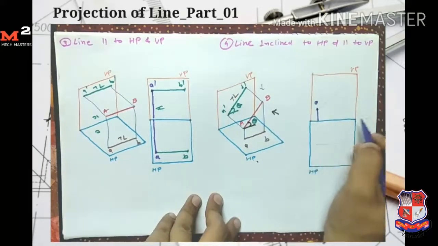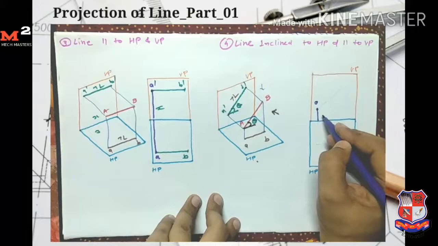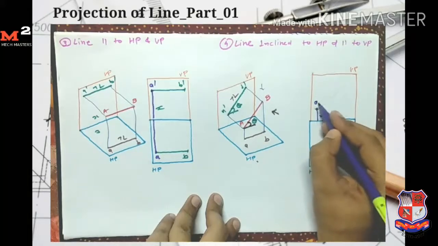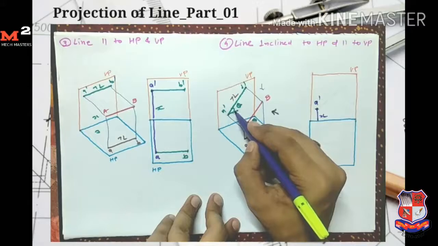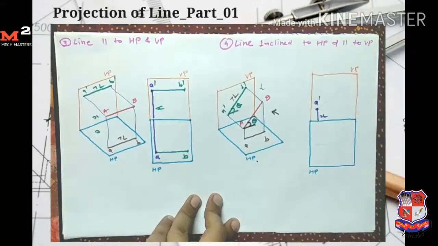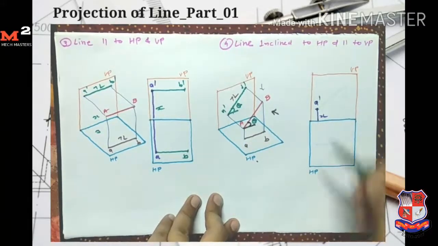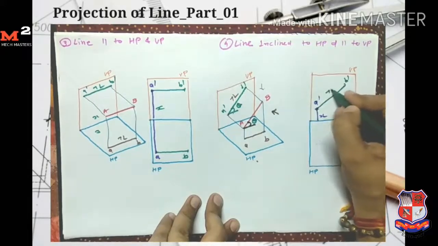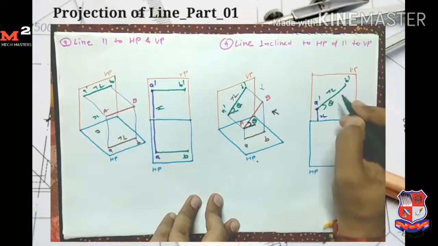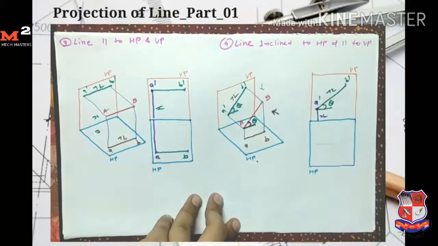For drawing its orthographic projection, I take the distance x mm and mark the point A dash. Now here I take the angle equal to theta and the length equal to the true length. I draw its front view here. From A dash, this length is the true length and the angle is equal to theta. So I get my front view A dash B dash.